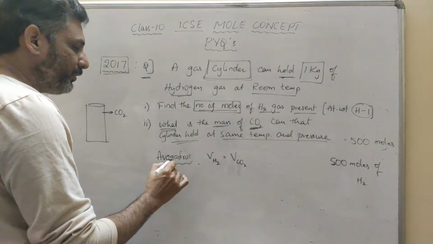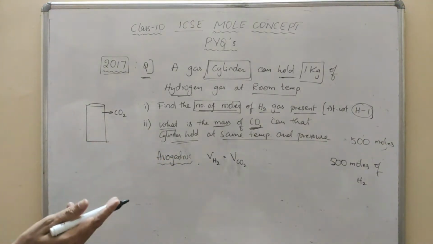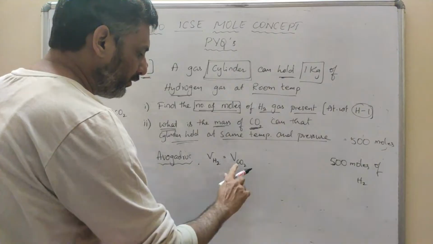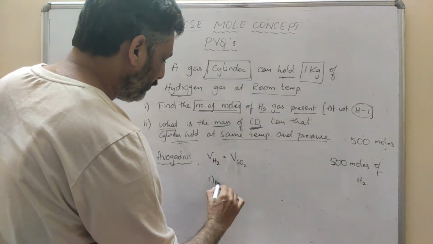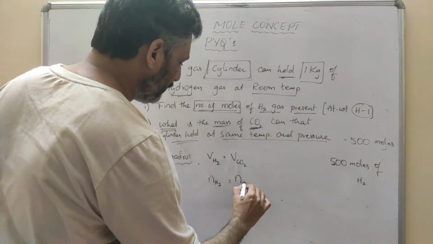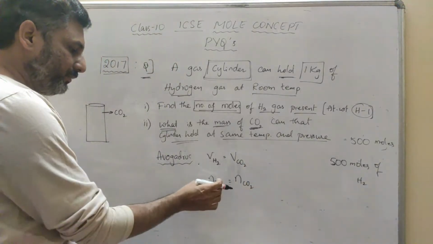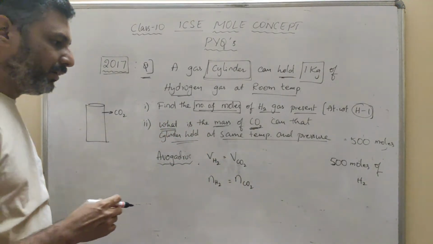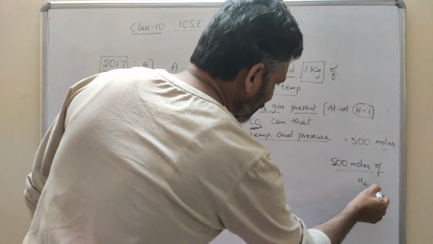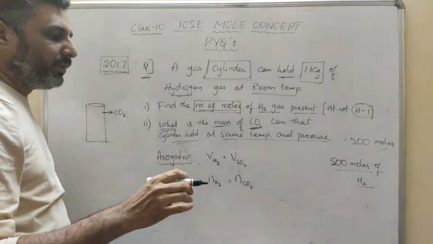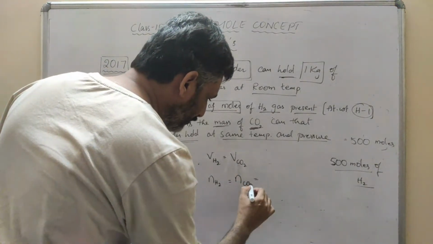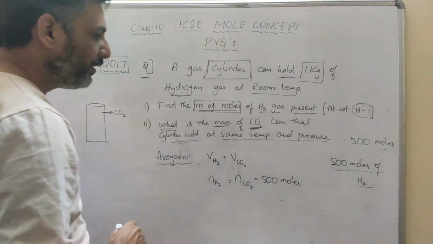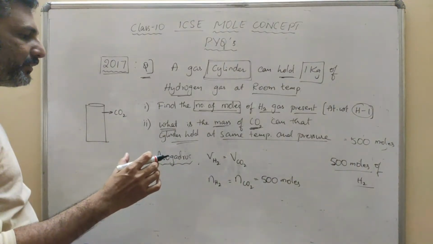As per this Avogadro's law, if you are taking any two gases under same conditions of equal volumes, then the number of moles of both the gases will be equal. So the number of moles of hydrogen will be equal to the number of moles of carbon dioxide. We have already found that in the cylinder you have 500 moles of hydrogen. So the number of moles of carbon dioxide also must be 500 moles.